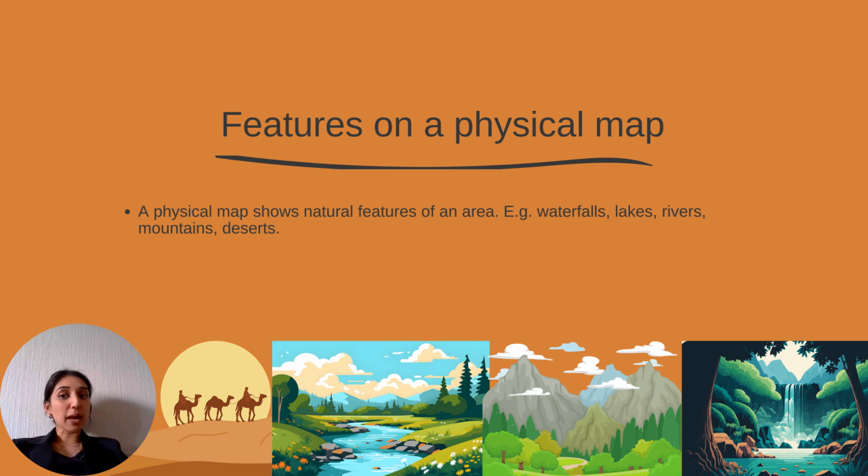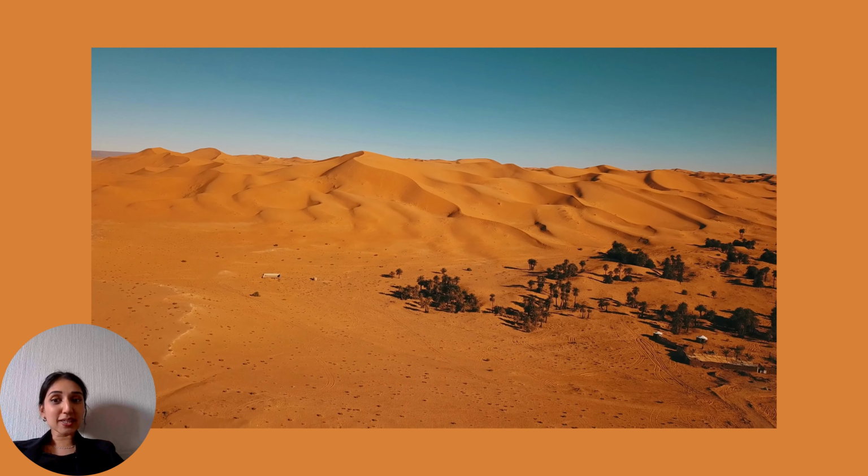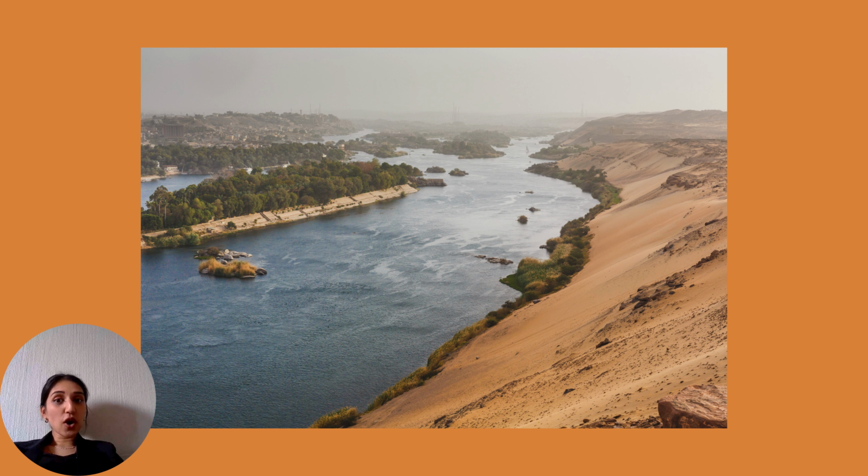Features on a physical map. A physical map shows natural features of an area. Example, waterfalls, lakes, rivers, mountains, and deserts. Some examples of physical features of Africa: the Sahara Desert, Namib Desert, the Nile River, Victoria Falls, Kariba, or Orange River. This is a picture of a desert. This is a picture of the Nile River.